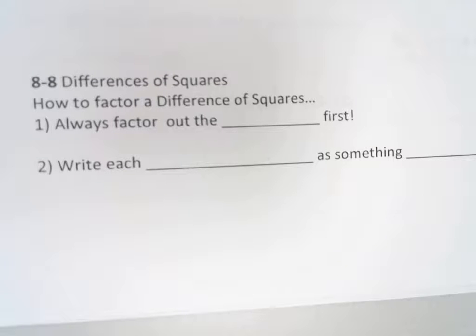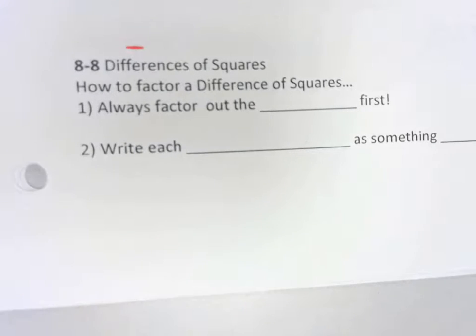So, as I look at 8, it is the difference of squares. Think about what that means. Difference means what? Subtraction. So we have to be subtracting. If I look at difference, I have to be subtracting things. That's what difference means. And if I look at the word squares, we're looking for perfect squares.